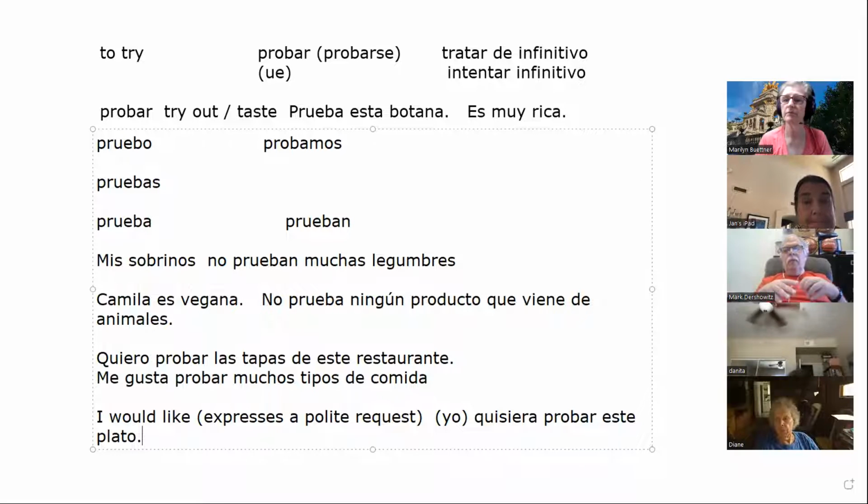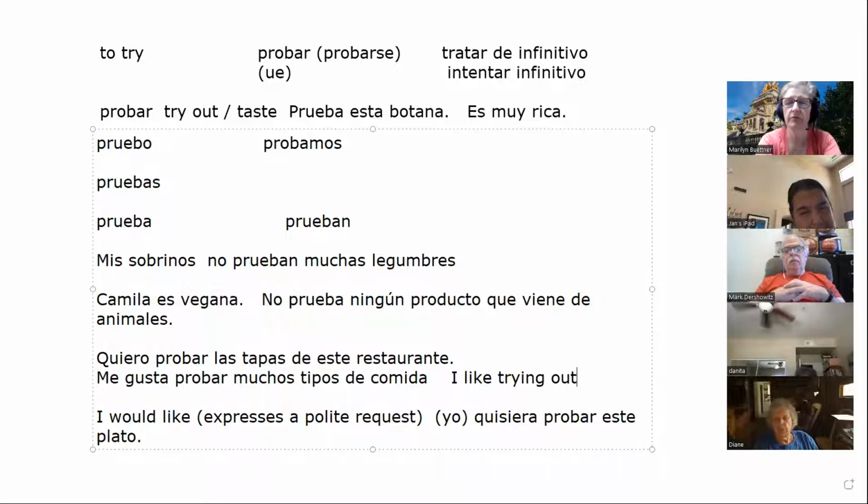The other one with me gusta is more like I enjoy trying. Eso es, sí, I enjoy, I like doing this, right? Me gusta probar is I like trying out different types of food. Meaning it's a habit I have, right? I like doing that. In a lot of situations, I like doing that, right? But it does not mean I would like. Right. Me gusta does not mean I would like. The I would like is quisiera probar.